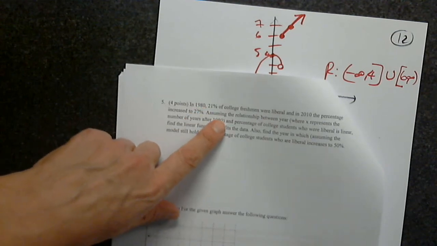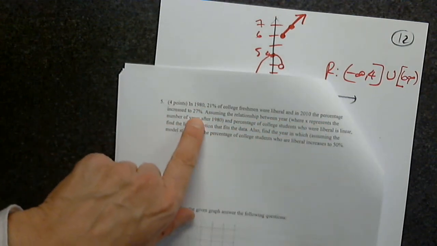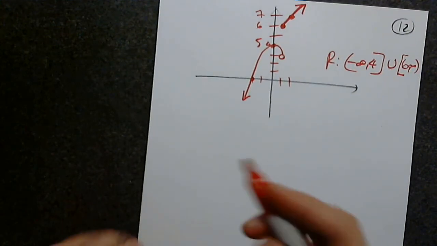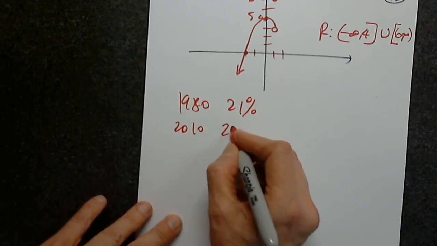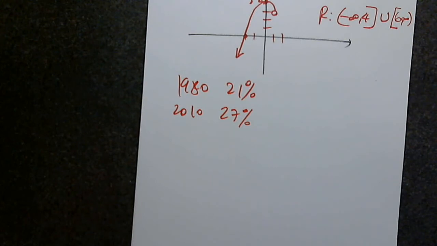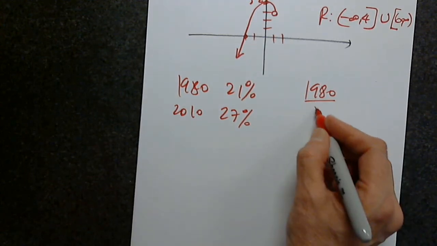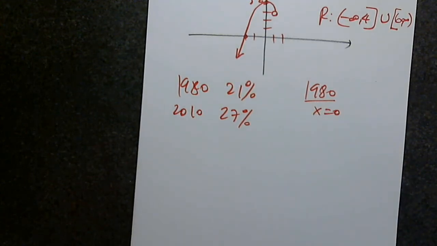In 1980, 21%. In 2010, 27%. Assuming the relationship between year, X represents the number of years after 1980. What does 1980 represent if X is the number of years after 1980? Excellent. And the percentage of college students who are liberal is linear. Find the linear function that fits the data. Also find the year in which, assuming the model still holds, the percentage of college students who are liberal increases to 50%.